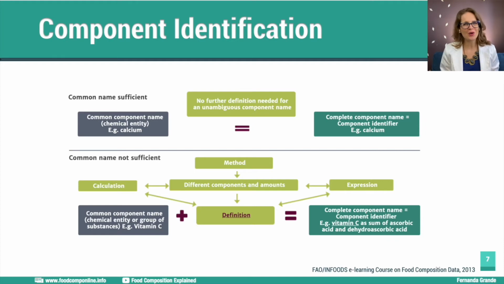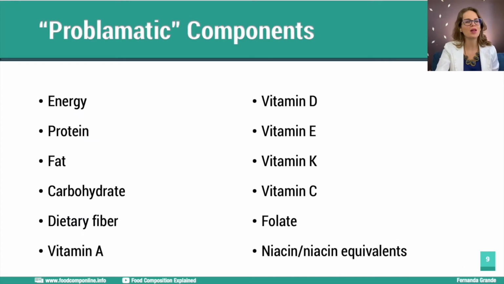And we call these components that need further definition problematic components, because they can vary among the food composition tables. And these are the main problematic components that we can find in food composition tables. As we can see, there are a lot, and especially for vitamins, we usually need, in addition to the common name of the component, the component definition. So every time you want to use any of these components in your intake estimations, it is important that you consider the two main aspects of the component definition.